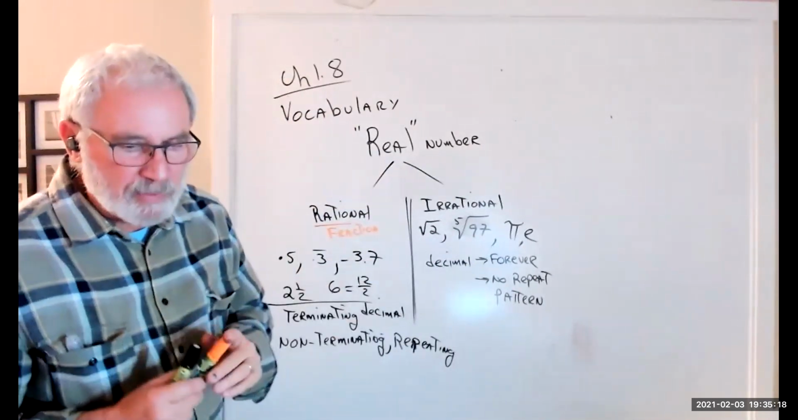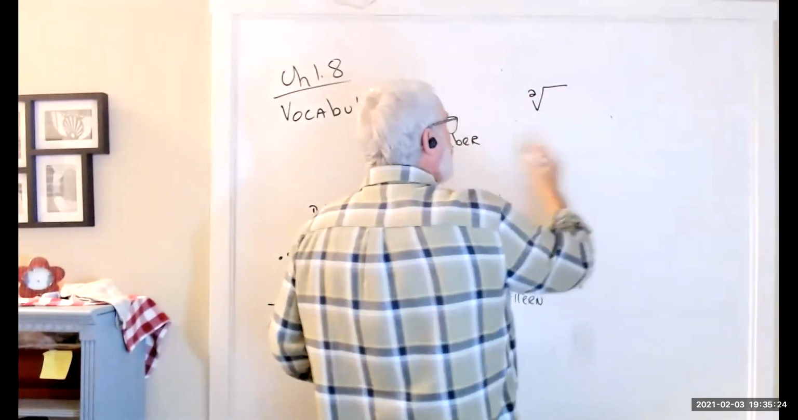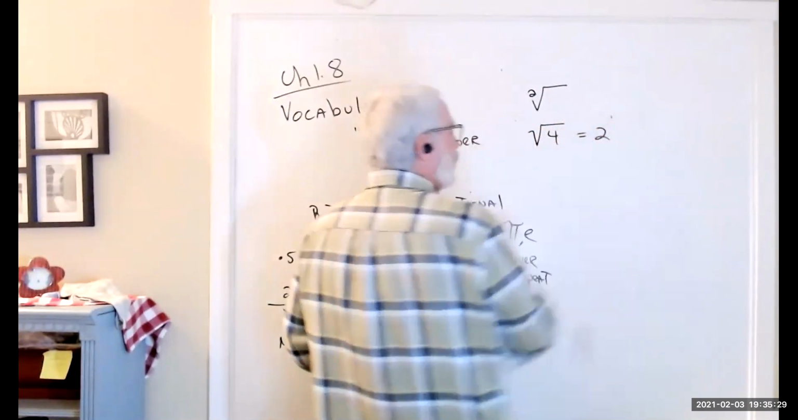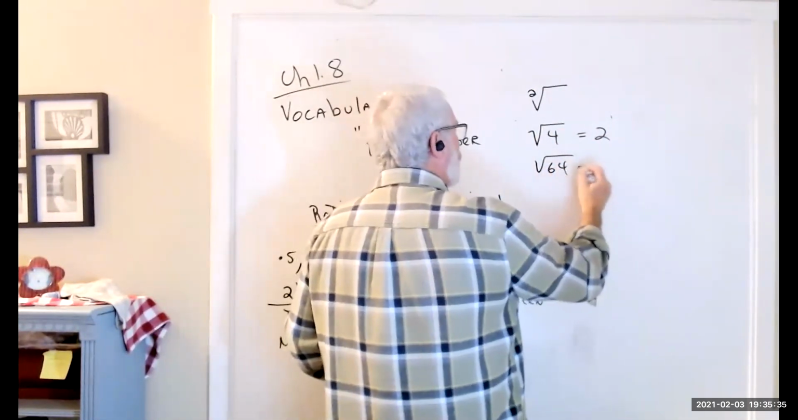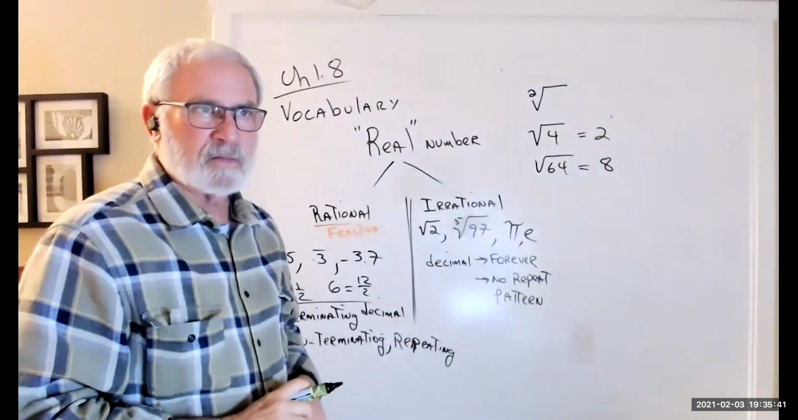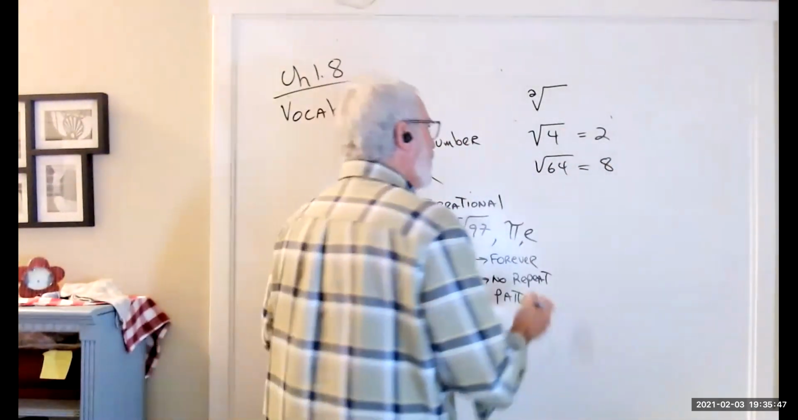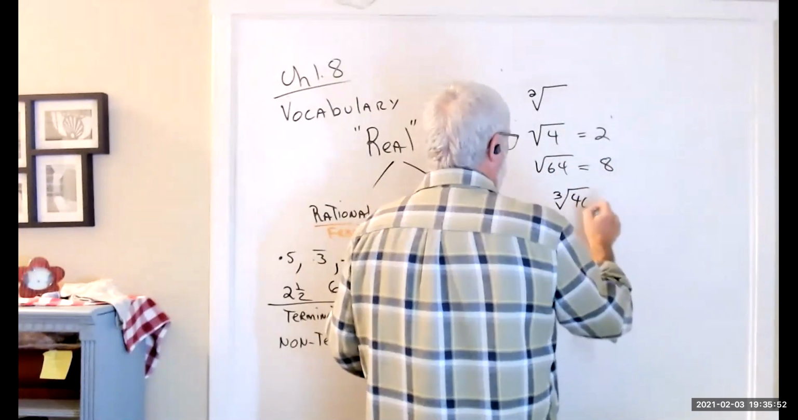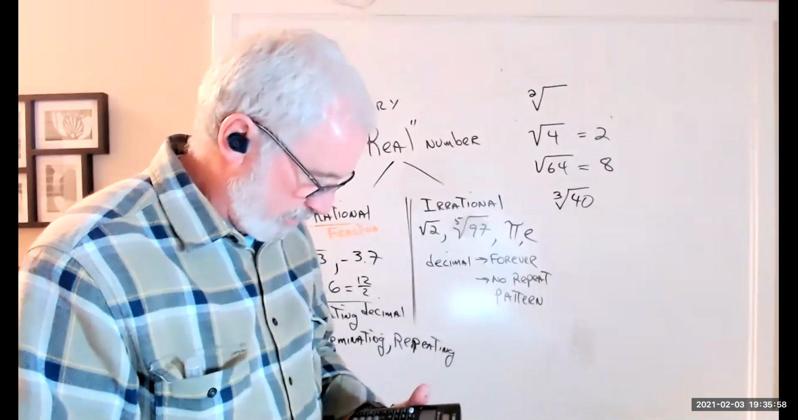Now, there's a big thing here. In a square root, most of you have seen square roots before, like the square root of 4 is 2, or the square root of 64 is 8. On your calculator, it is capable of doing other ones. If you can figure out the cube root of, I don't know, 40. Can I do it? Let me see if I can figure it out.